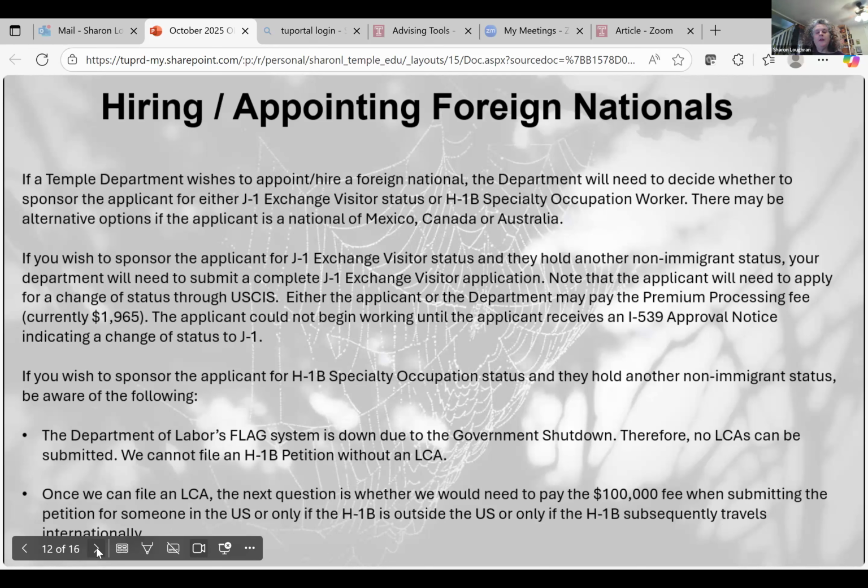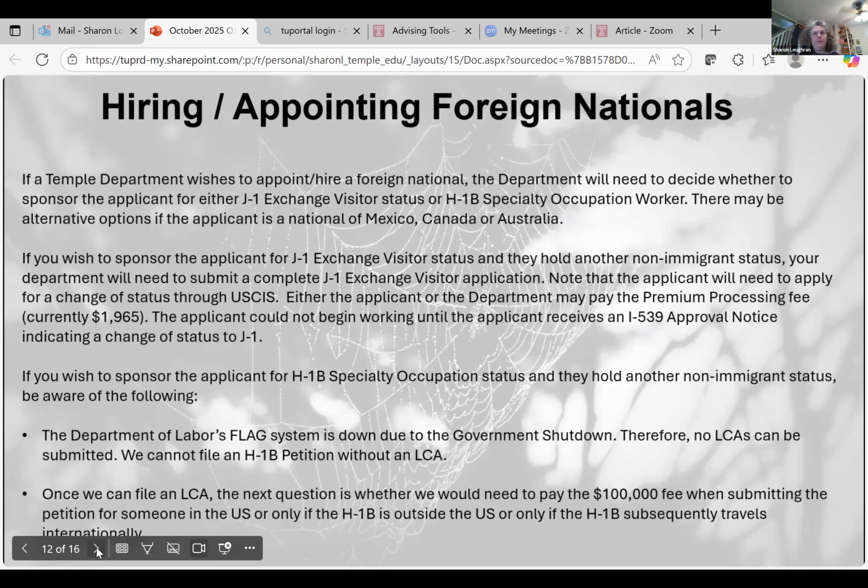So there are two problems right now with the H's. There is the lack of an LCA, but we're also still waiting for information about this $100,000 fee. For people who already have an approval notice, hopefully they're able to travel and come back without this fee coming up. I have an H1B coming in today, so fingers crossed, and we'll see how that goes.